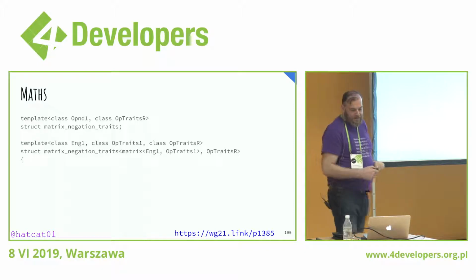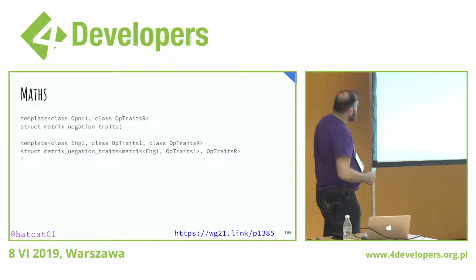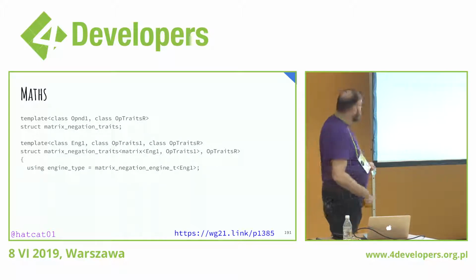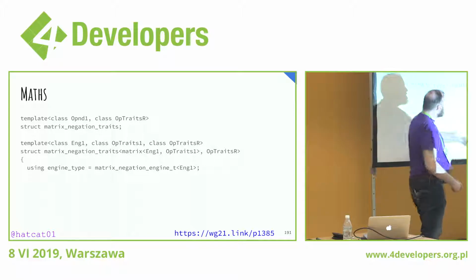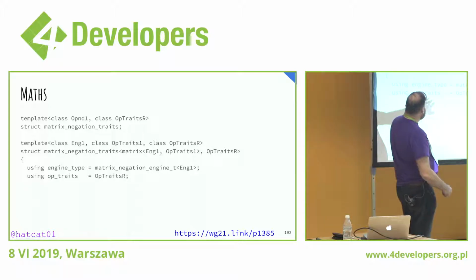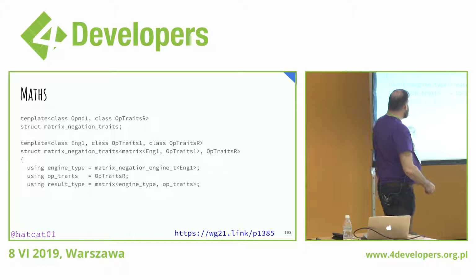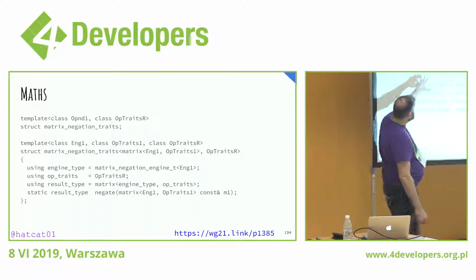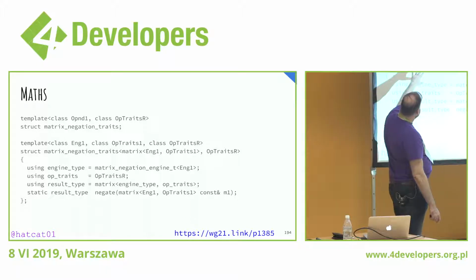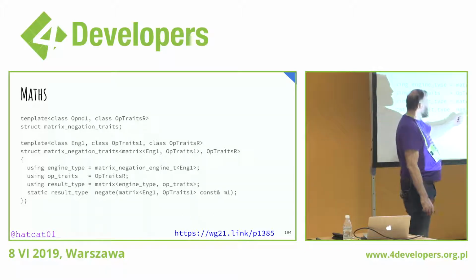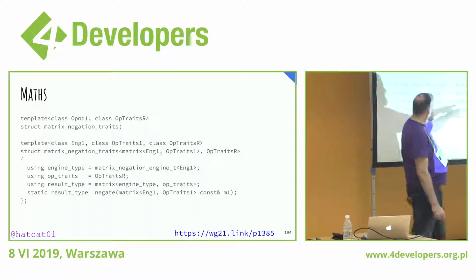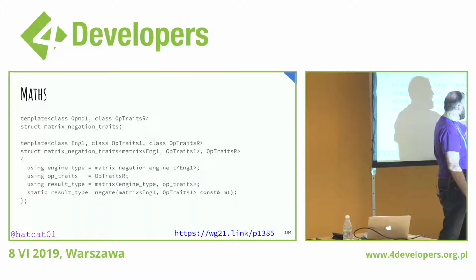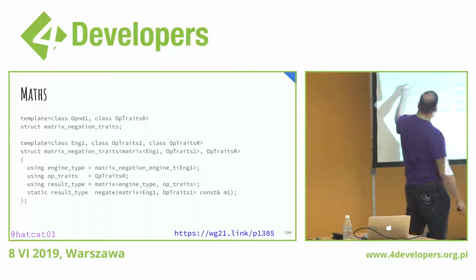Now let's start with negation. So matrix negation traits have an engine type, so that's the matrix negation engine, operation traits, and the result type. So here's the actual function. So the matrix negation traits struct is actually a way of exposing a function for doing the negating, this static function here. So this result type is derived from here, and the matrix in op traits is derived from here.